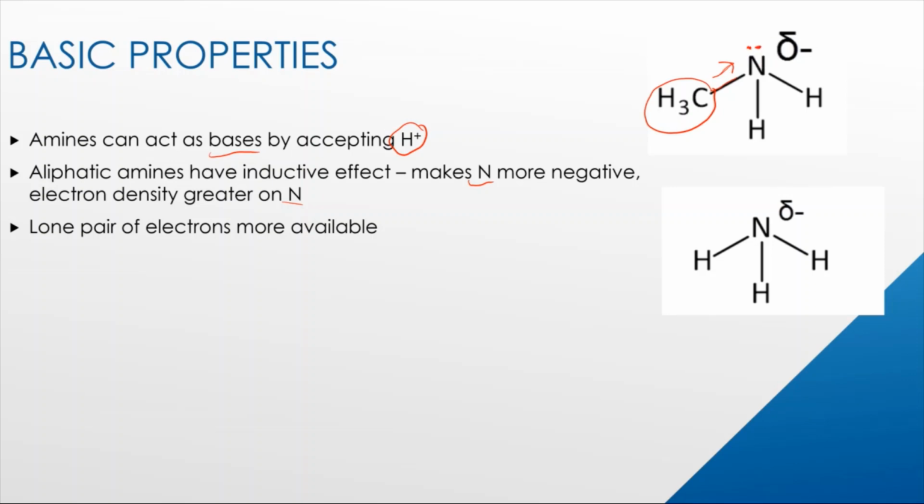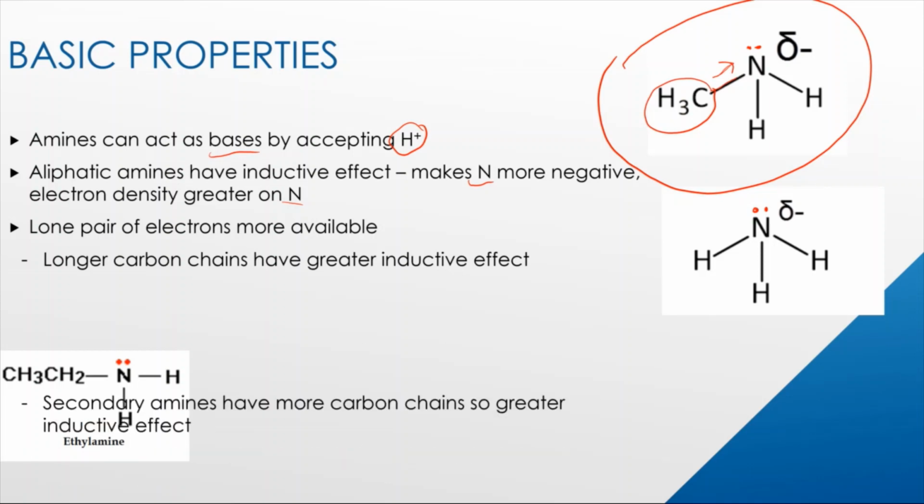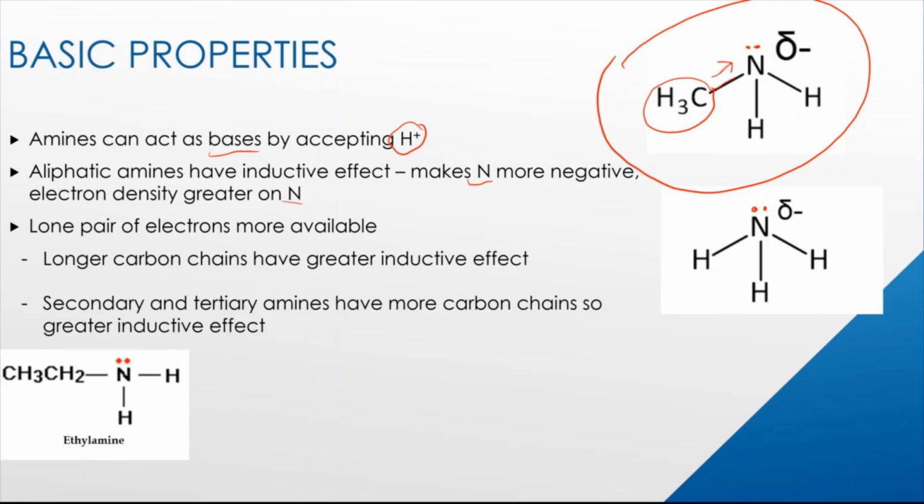As you remember, there will be a lone pair of electrons on the amine, and because of that inductive effect, the primary amine will have the lone pair of electrons more available than ammonia. So this is just the inductive effect. And longer carbon chains have a greater inductive effect. In this case, this was only a methyl group, but if we had an ethyl group, this would have a greater inductive effect. So secondary and tertiary amines have more carbon chains, so this just means they will have a greater inductive effect.